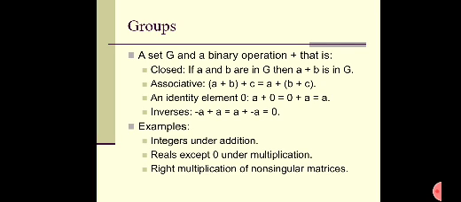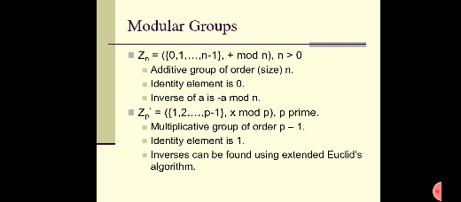Examples of some groups are integers under addition, reals except 0 under multiplication, and multiplication of non-singular matrices. Modular group: Zn contains the elements from 0 to n minus 1 and the binary operation is plus mod n, where n is greater than 0. It is an additive group of order n, the identity element is 0, and the inverse of A is minus A mod n.